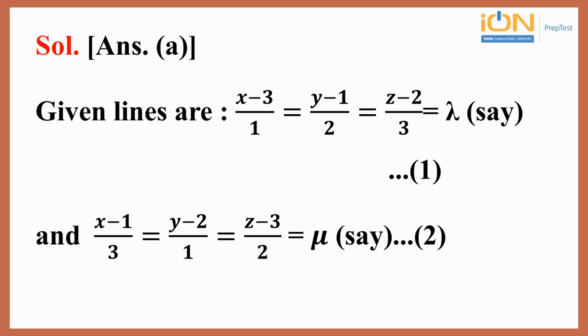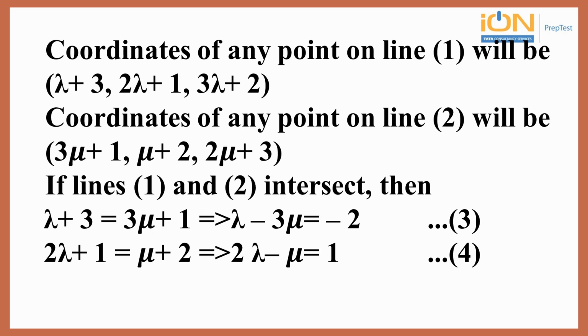Let's see how that can be done. Now let's equate (x minus 3)/1 equal to (y minus 1)/2 equal to (z minus 2)/3 equal to lambda, lambda being the parameter. Similarly, the second equation also will take the parameter as mu. Therefore, the coordinates of any point on line 1 will be lambda plus 3, 2 lambda plus 1, 3 lambda plus 2.